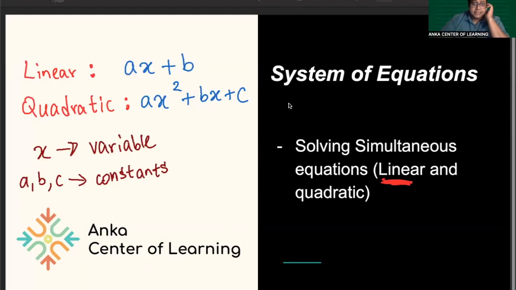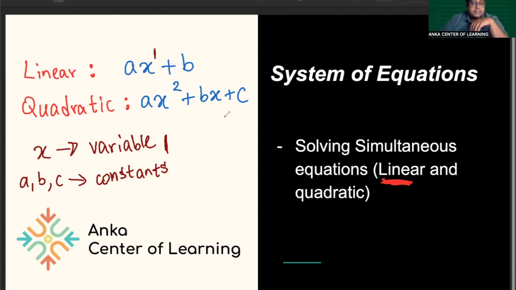Understanding what a linear term and what a quadratic term is, you need to understand the differences. Again, a quick recap: a linear expression would be, for example, ax plus b. It is a linear term because your variable x has the power of 1. If you consider the quadratic expression, it will be ax squared plus bx plus c.